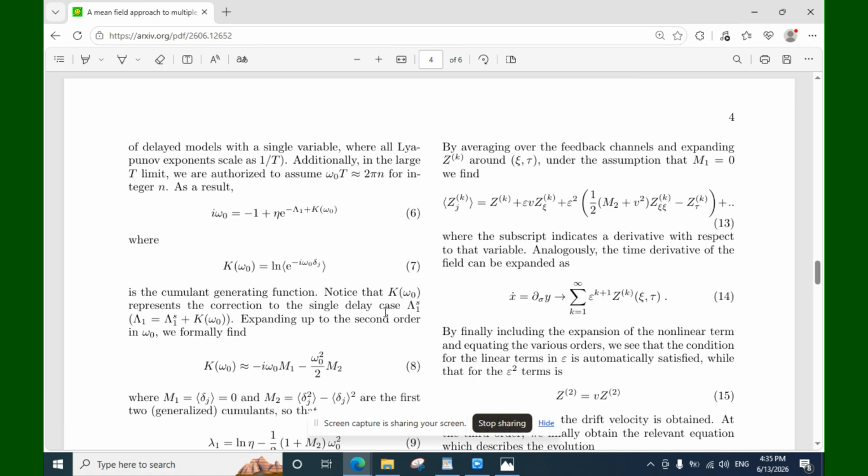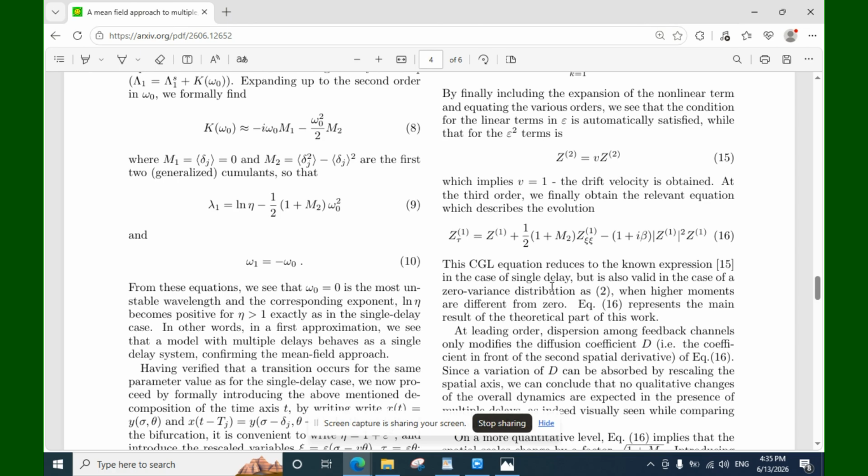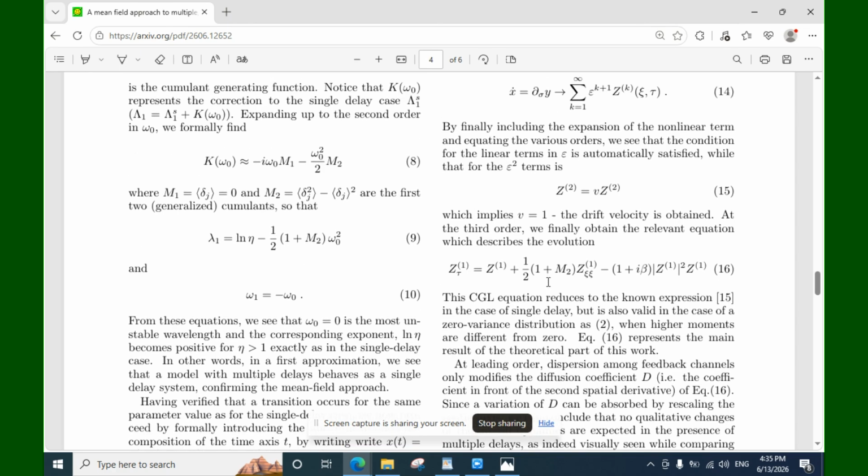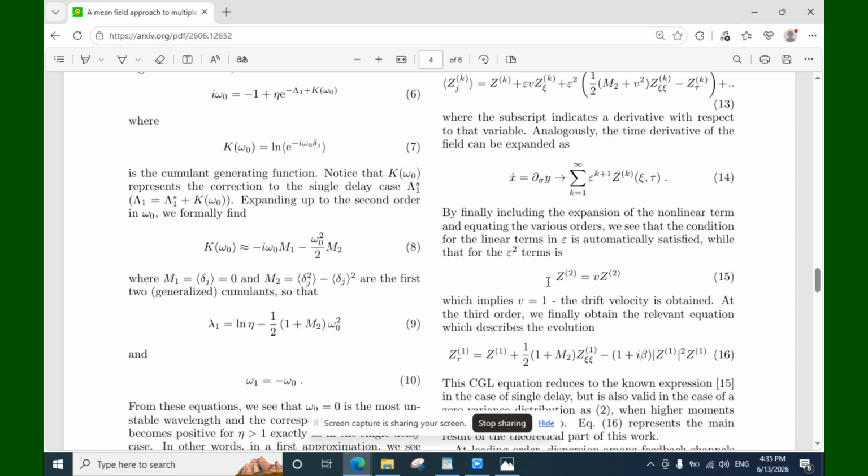Analogously, the time derivatives of the field can be expanded as the derivative of sigma y, which tends to the sum from k equal to 1 to infinity of epsilon to the power of k plus 1, z to the power of k, zeta and t.